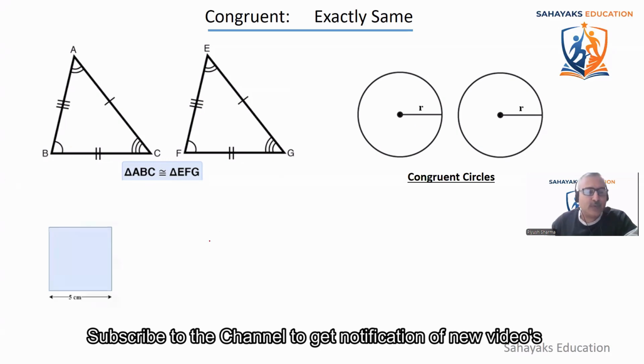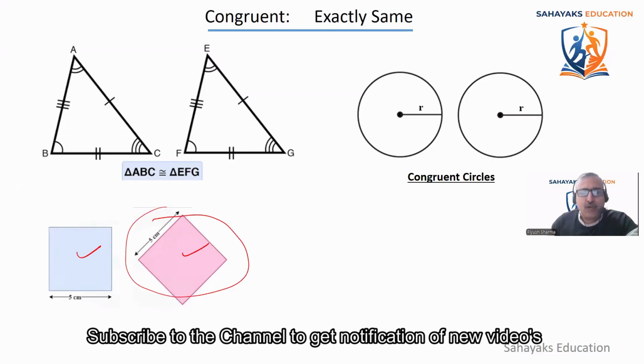Similarly, if I take one square with a side of 5 centimeter, that will be congruent to another square with a side of 5 centimeter. You can see the second square is tilted in one direction. This one is tilted, but this one and this one are exactly same. In case I put one square over the other, it will overlap and take up exactly the same space. So these are congruent squares.